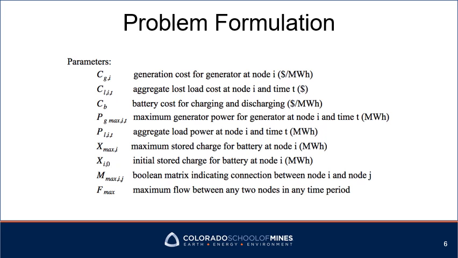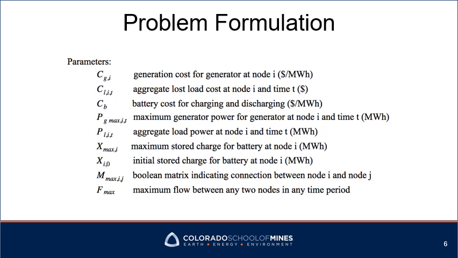So these are all the parameters. We have cost parameters, cost of the generation, cost of lost loads. So anytime that a load is disconnected, we have an associated cost with that. And then cost of using the battery. We also were given maximum power output of the generators for each of the generators given, and that also varied with time.